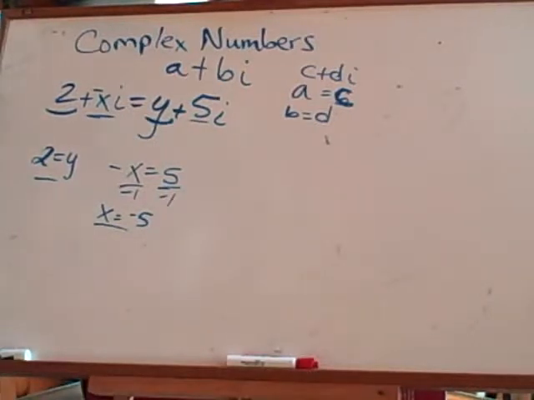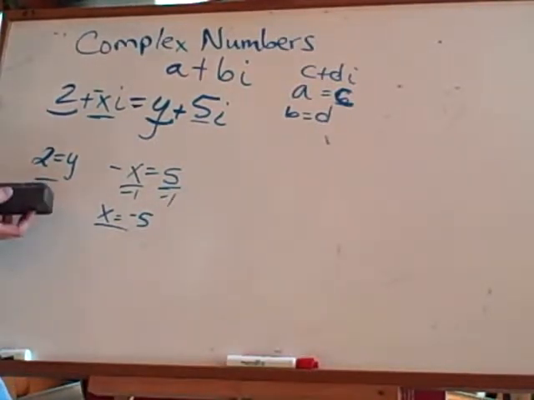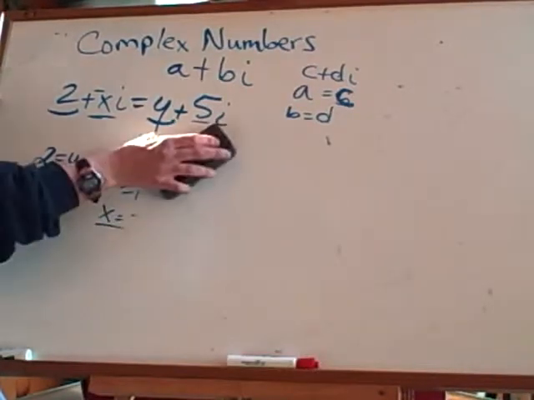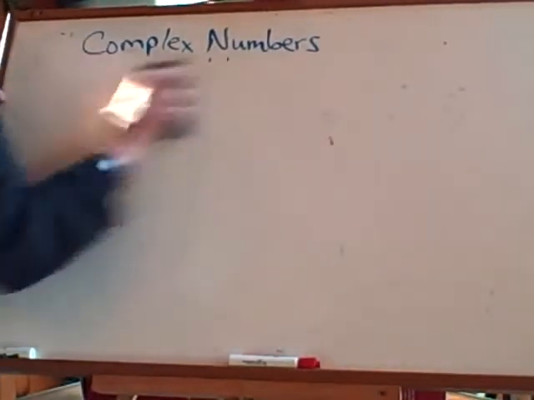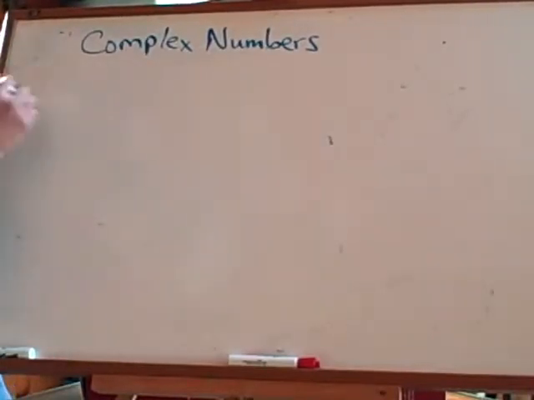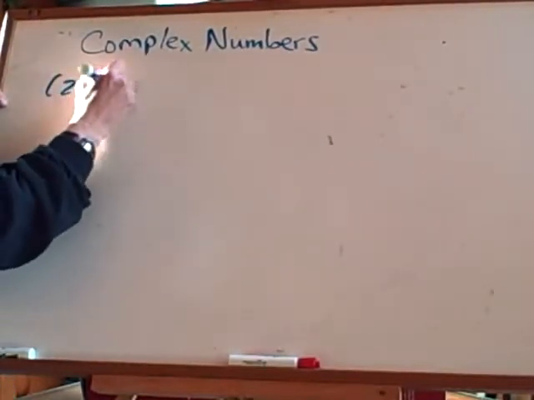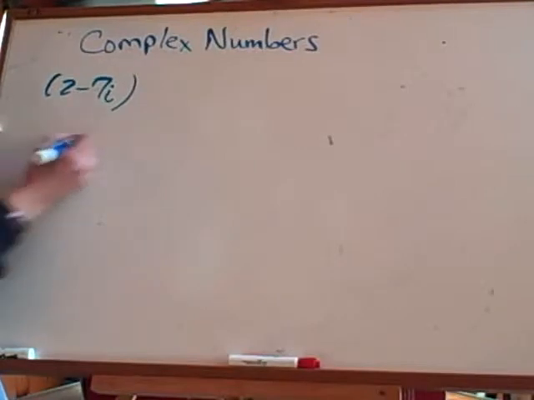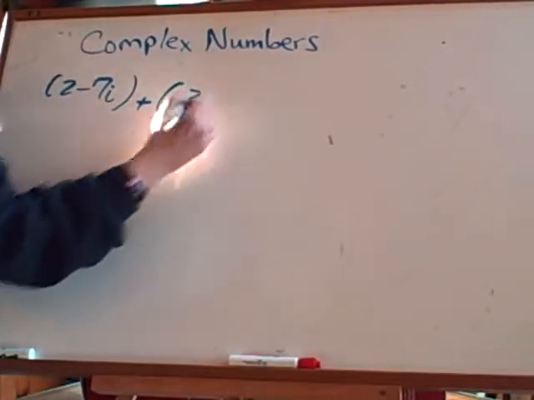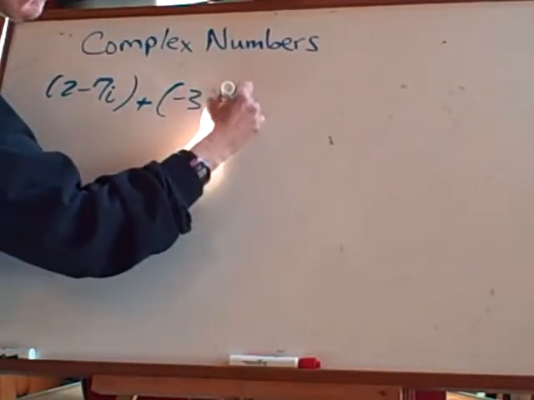Whenever we find numbers, we always learn how to add, subtract, multiply, and divide them. You've done it since the beginning of time. And that's what we're going to do with complex numbers. So let's add, subtract, multiply, divide these puppies. First example, 2 minus 7i, close parenthesis, plus -3 plus 5i.